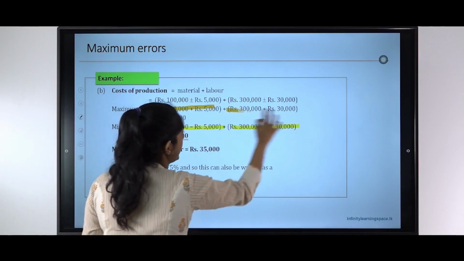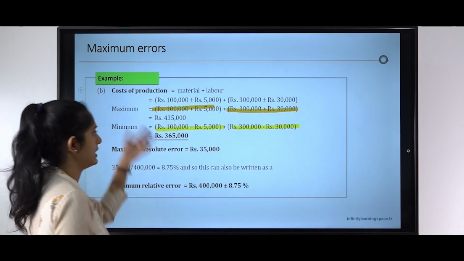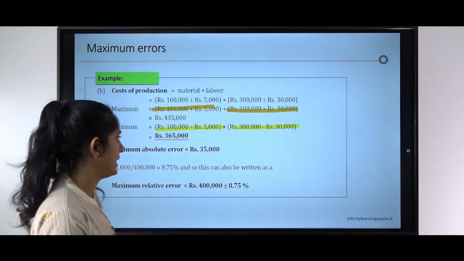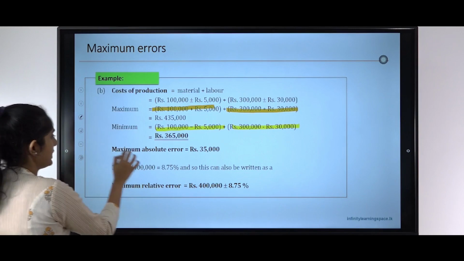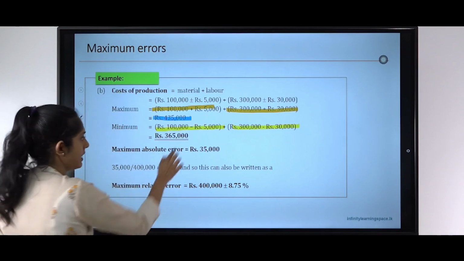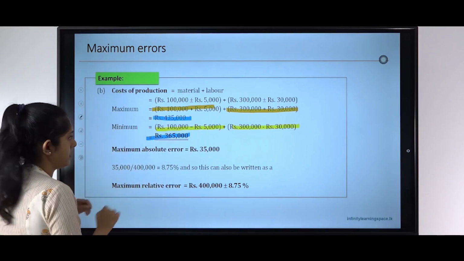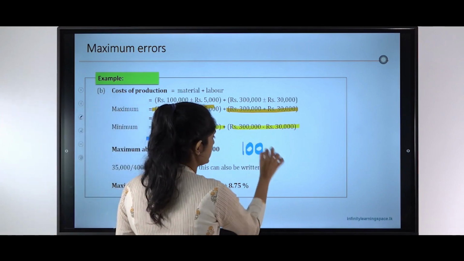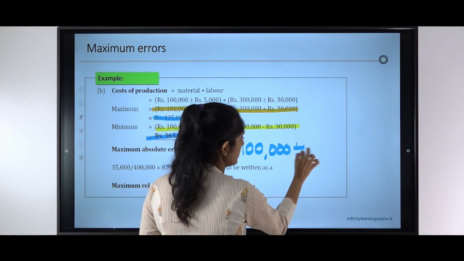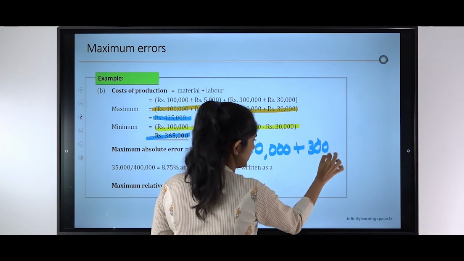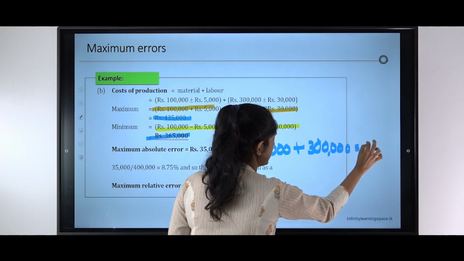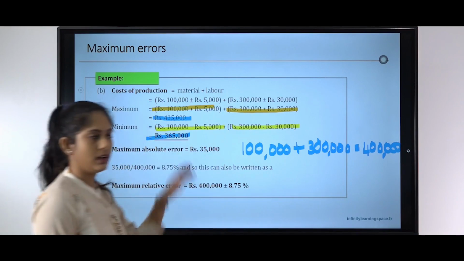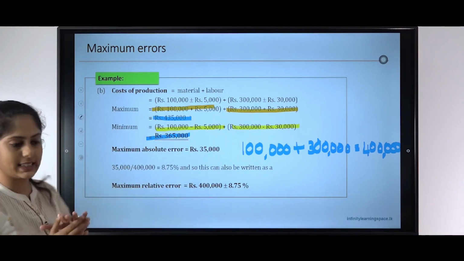Material increase by 5, labor increase by 30,000. Minimum: material reduced by 5,000, labor reduced by 30,000. So your two results are either 435 or 365. Now in the middle you would have got 100,000 plus 300,000, which is 400,000. This is the total which we estimate.